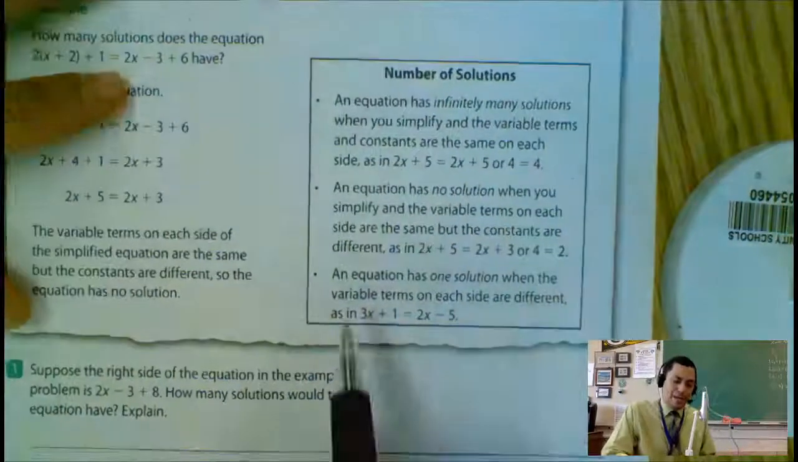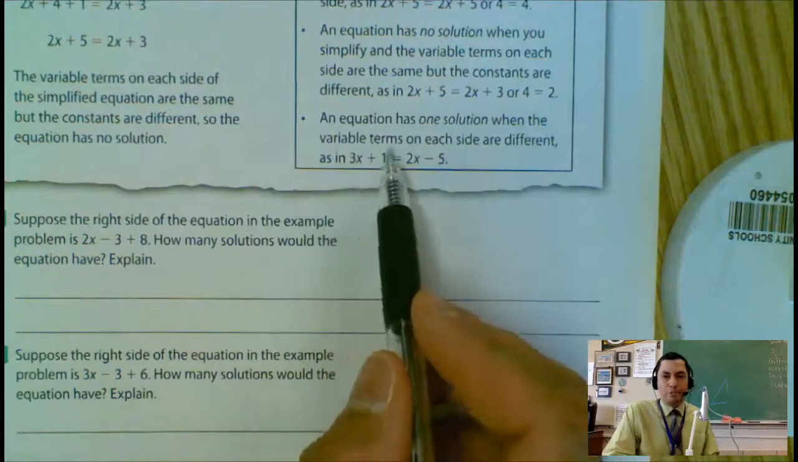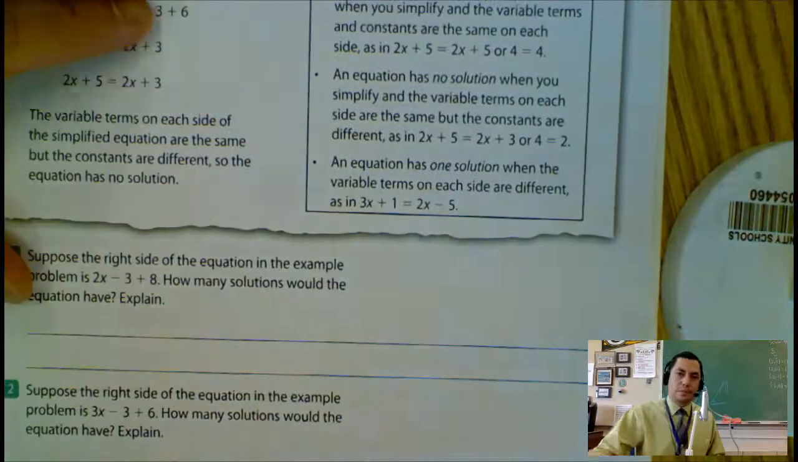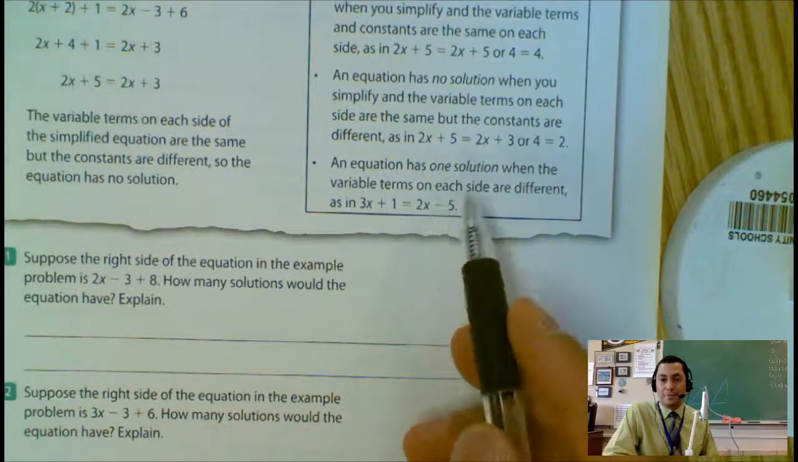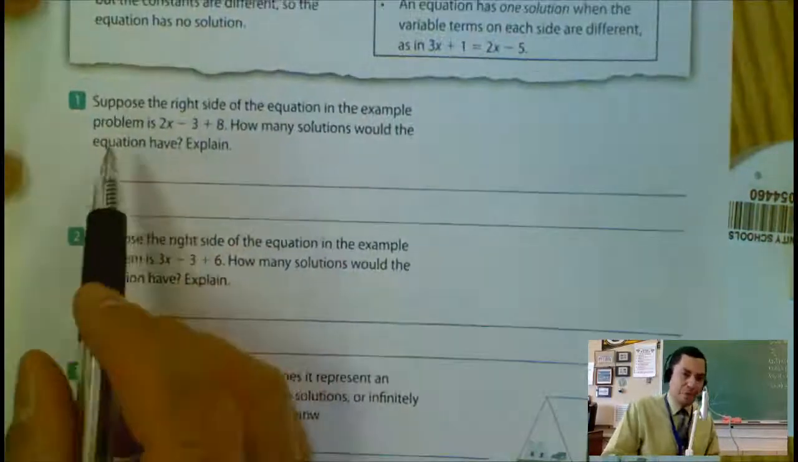So it's not a solution. And last one, an equation has one solution when the variable terms on each side are different, as in 3x plus 1 equals 2x minus 5. Okay, so in this case, problem number 1, we have in this page 163.